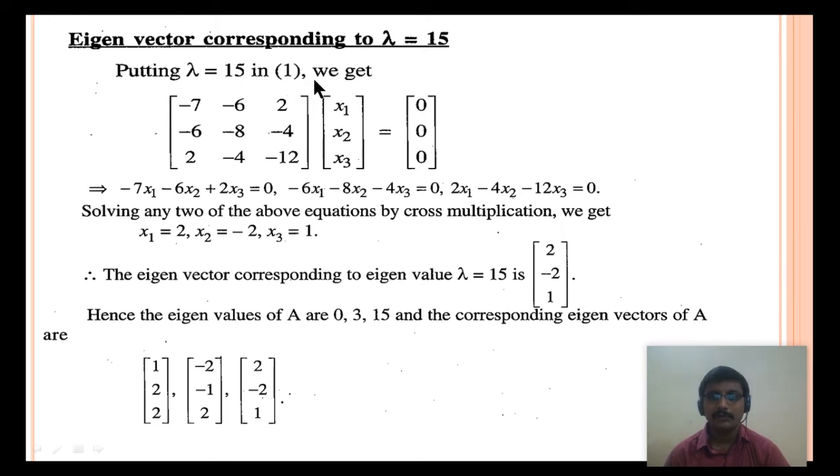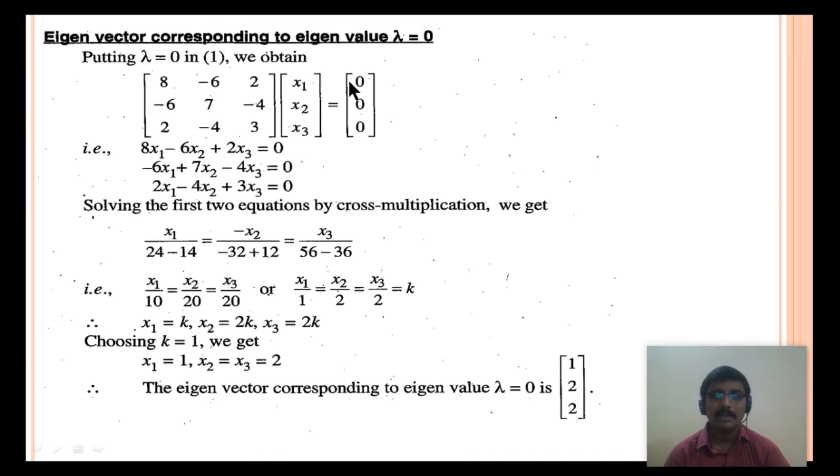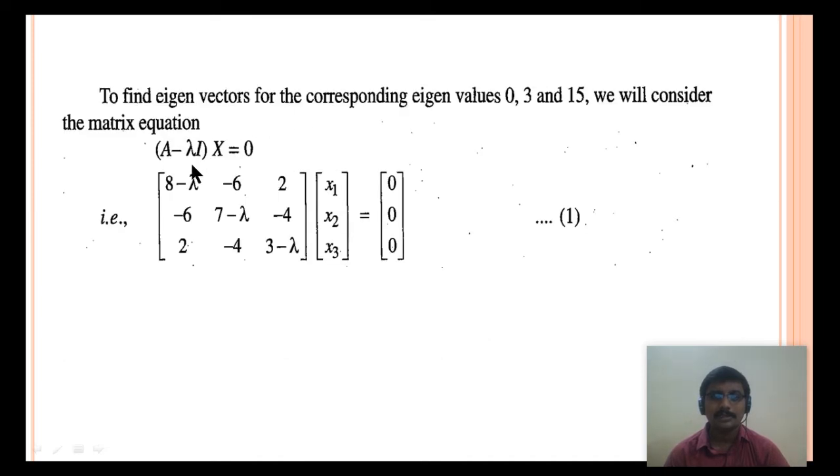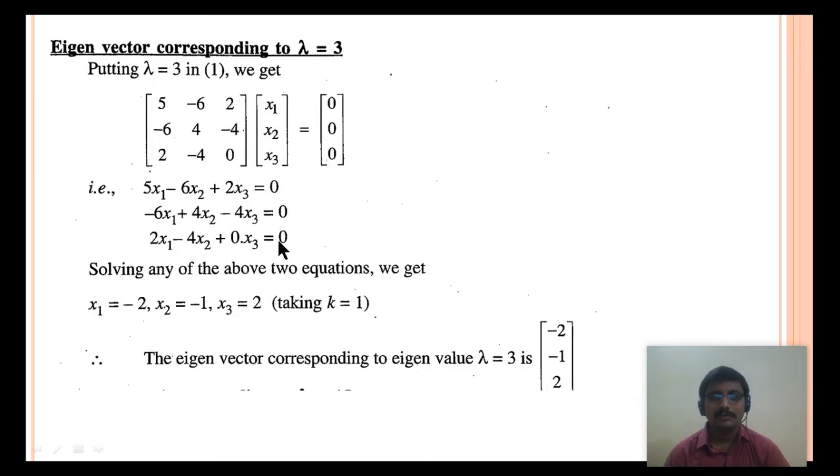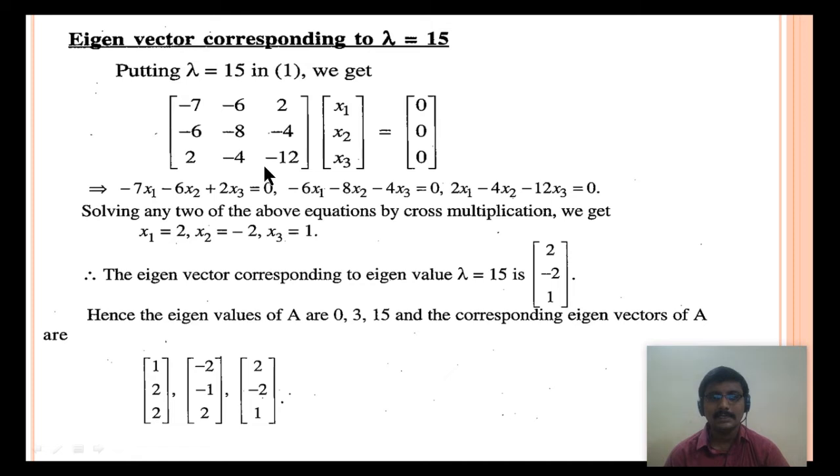Now eigenvector corresponding to lambda equal to 15. Putting lambda equal to 15 in equation 1, we will get: again we have to put lambda equal to 15 in this equation, that is 8 minus 15, 7 minus 15, 3 minus 15, minus 7, minus 8, minus 12. So we will have an equivalent matrix like this.